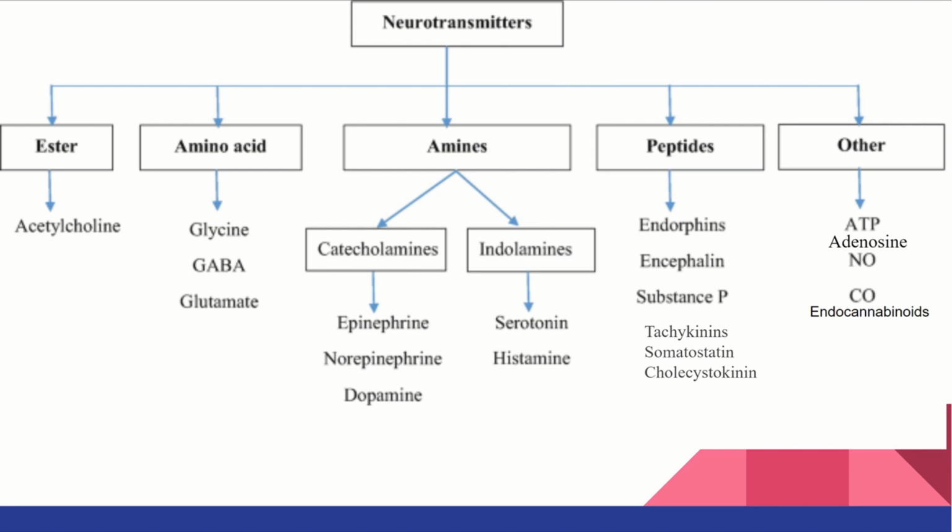Then we have carbon monoxide. This is found in the central nervous system, specifically in the brain. It is excitatory or inhibitory, and it communicates between brain neurons. It's just another neurotransmitter. And then the last one we have is the endocannabinoids.